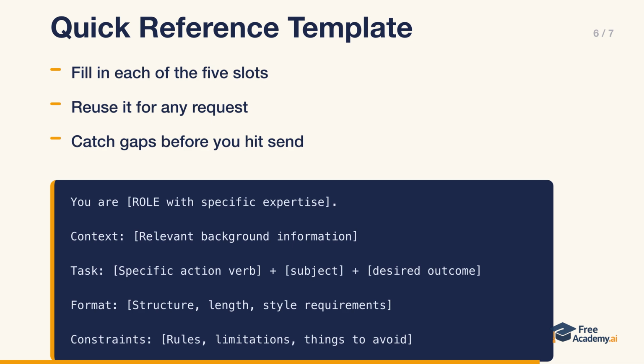You don't have to write it in this exact order every time, but running through these 5 slots is a fast way to make sure you haven't left a gap. Copy this skeleton, swap in your own details, and you'll produce well-structured prompts consistently. Now, let's put it to work on a real, messy example.